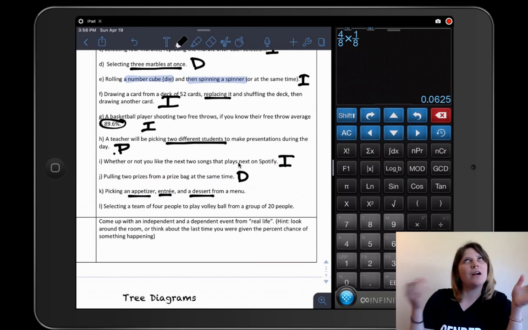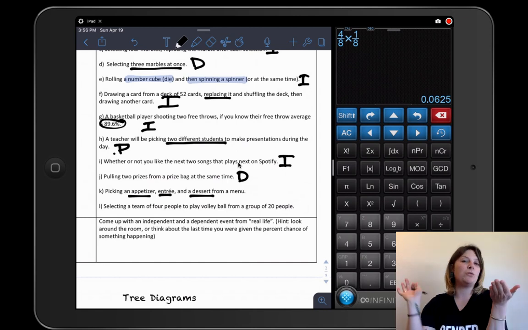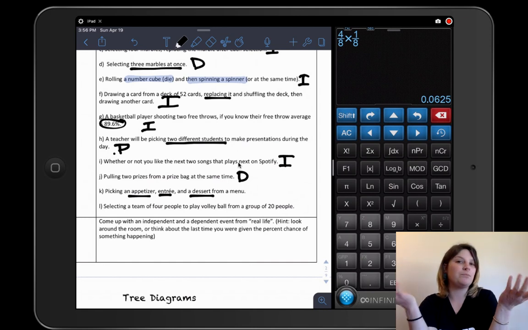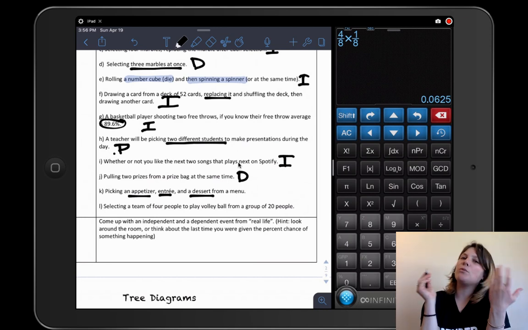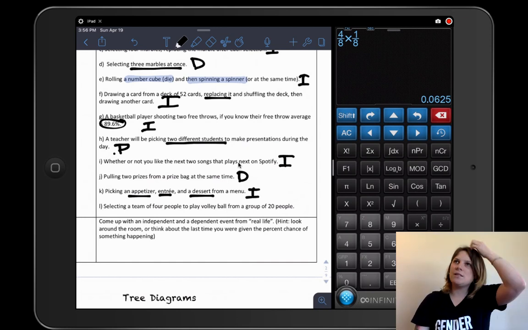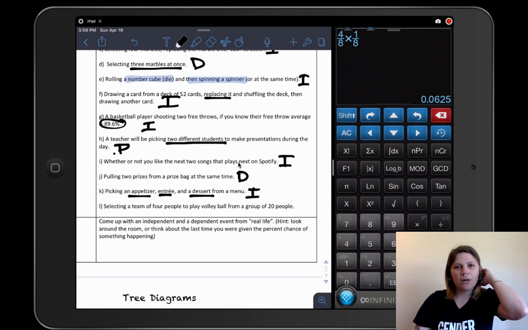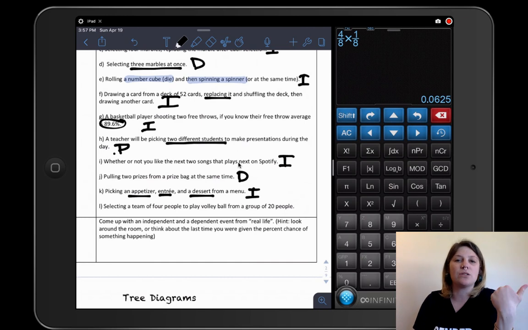Picking an appetizer, an entree, and a dessert from a menu. Now, this one we could argue either way in real life. If you picked a really big appetizer, maybe you'd pick a smaller entree. So in real life, I would say this would be dependent, but for probability problems, we say it's independent. The first choice is for an appetizer. That's separate from the choice for an entree. And there's nothing to keep you from ordering whichever appetizer with whichever entree with whichever dessert you want at a restaurant. So we would consider that to be independent.